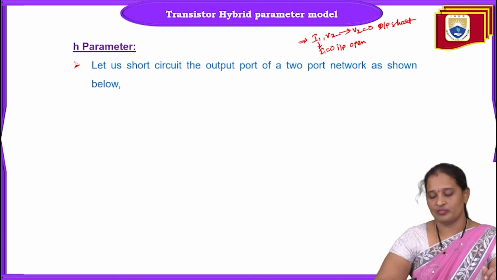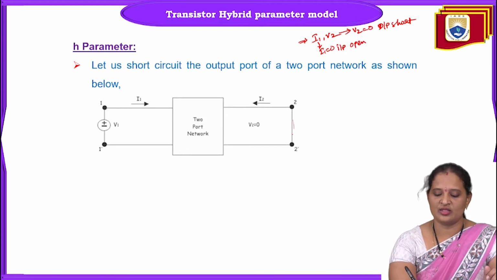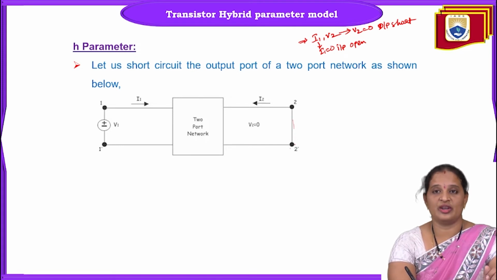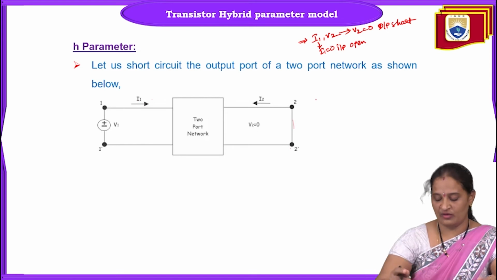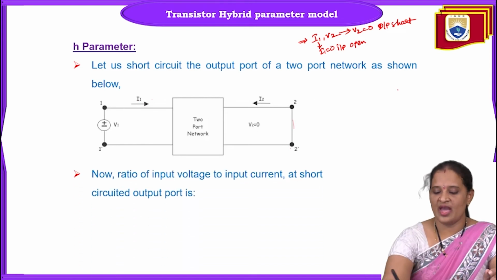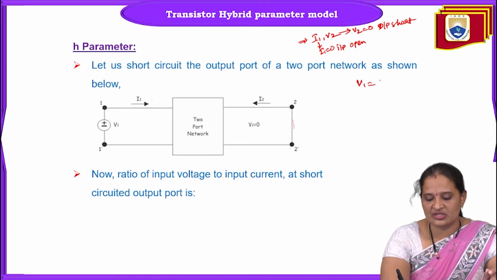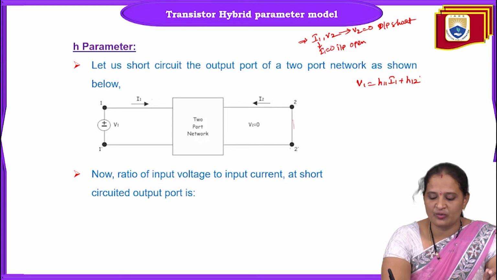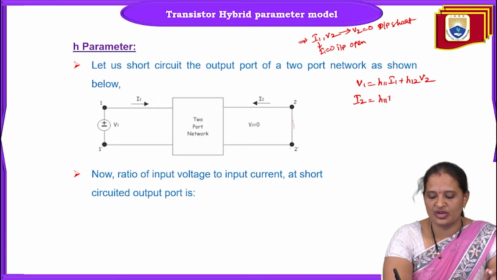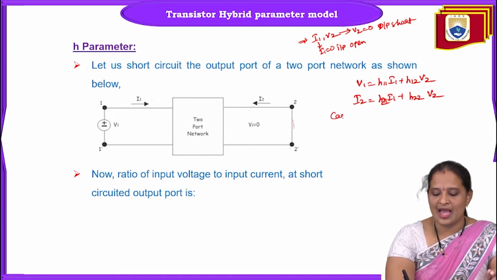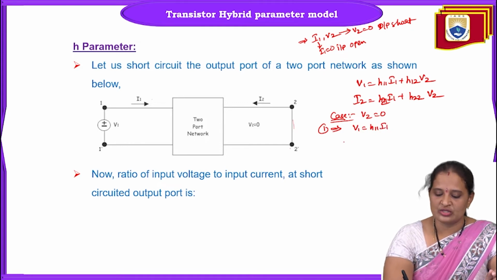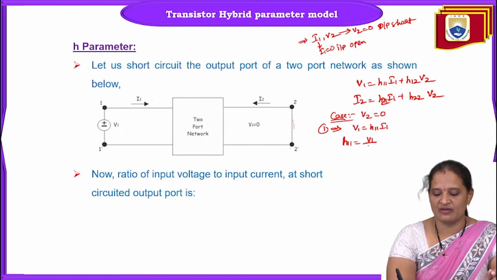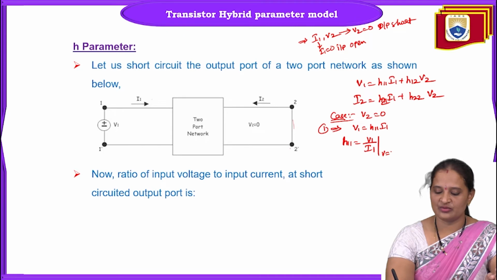Now let us short circuit the output port, making the voltage 0. This is the equivalent circuit of the two-port network, where we have only V1, I1, and V2 equal to 0. We have the equations: V1 is equal to H11 into I1 plus H12 into V2, and I2 is equal to H21 into I1 plus H22 into V2. Now I am making V2 equal to 0. From equation 1, if V2 is equal to 0, V1 is equal to H11 into I1. So I can define H11 as V1 divided by I1 when V2 is equal to 0.